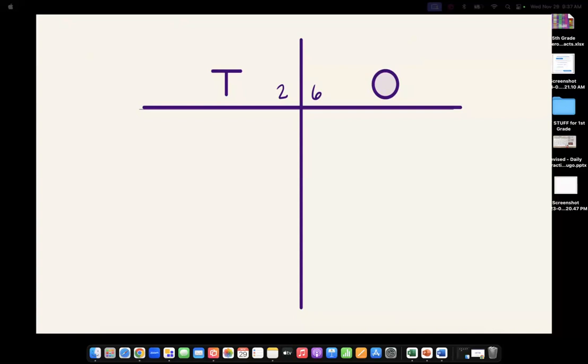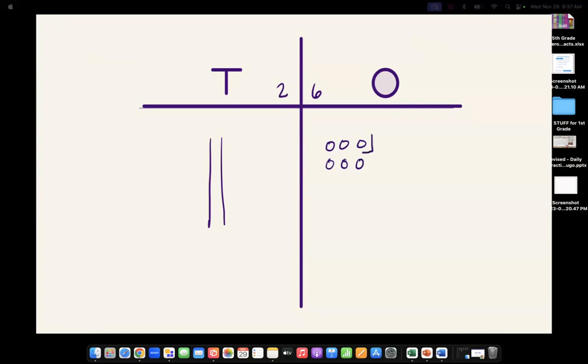Nicely done, Bella. Wonderful work. Good job, Ava. So 26, we have 10, 20, 21, 22, 23, 24, 25, 26. In here we have 2 sets of 3, which will help us eventually get to multiplication, but that's much later.